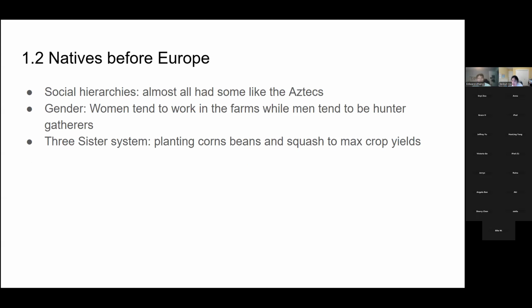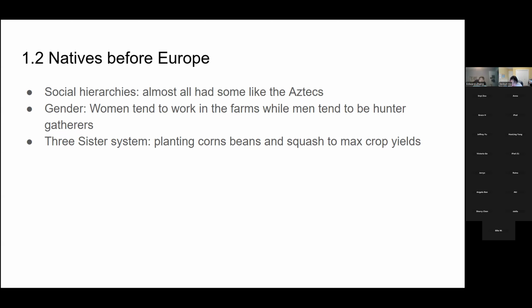And then 1.2, it's more about the natives before Europe. And it's kind of a repeat of the previous thing. All of them had social hierarchies, right? And the Aztec is one that I'll be going over. So the Aztecs had their top leader and then they had the sacrifices and stuff like that, and gender roles around this time. Women tended to work in the farms while men were seen as stronger and more capable, so they tended to be more hunter-gatherers.